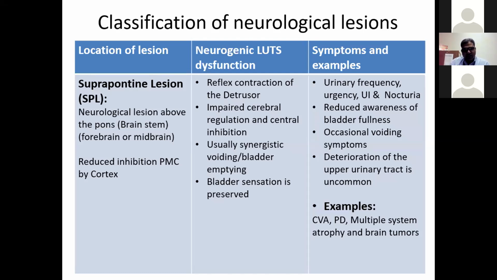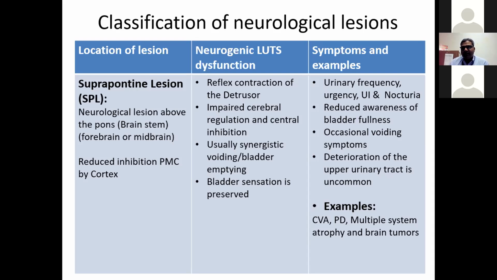neurological lesions. So suprapontine lesion is a neurological lesion above the level of the pons, and once there is a lesion above the level of the pons, the inhibition of the pontine micturition center by the cortex is lost. So there will be a reflex detrusor contraction. There will be impaired cerebral regulation and central inhibition. But as the pontine micturition switch is intact, there is synergistic voiding, and there is a synergy between the bladder and sphincter. The bladder sensations are often preserved.